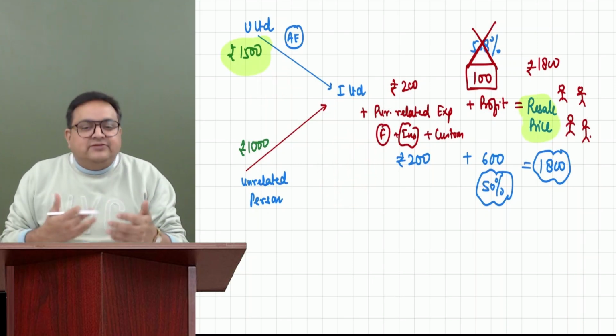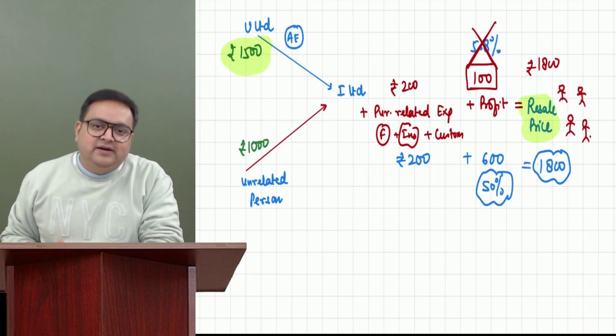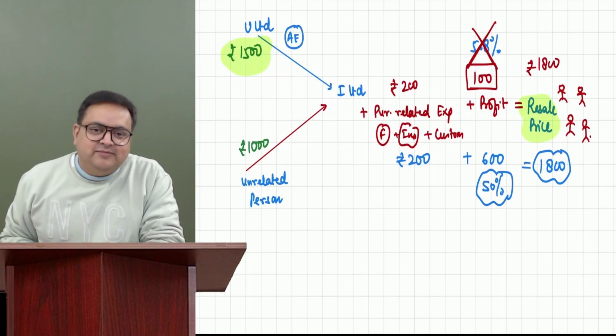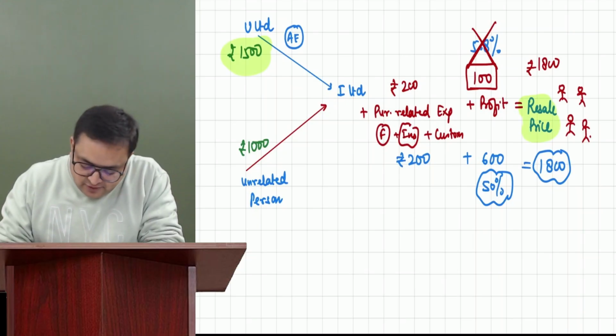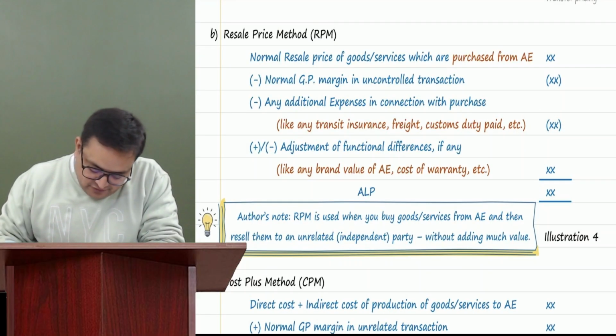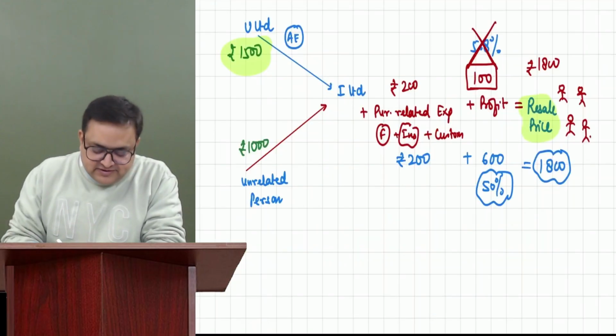If there is any functional differences, please adjust that also. So this is what the ALP method, this resale price method, is all about regarding the determination of ALP. Understood? So it's written over here. See, if you will see in your book, what is resale price method? Just compare it with this illustration which I have given to you.